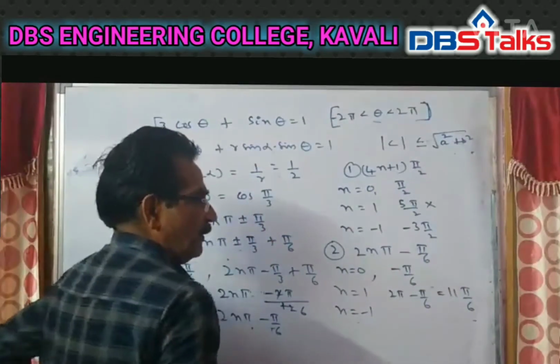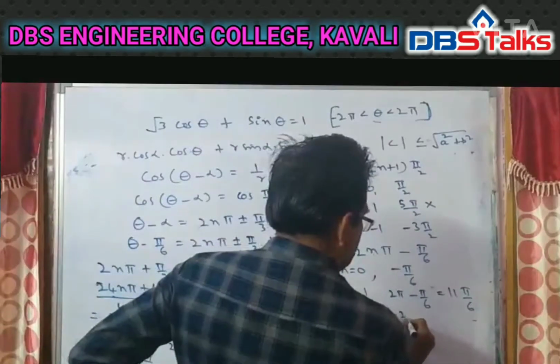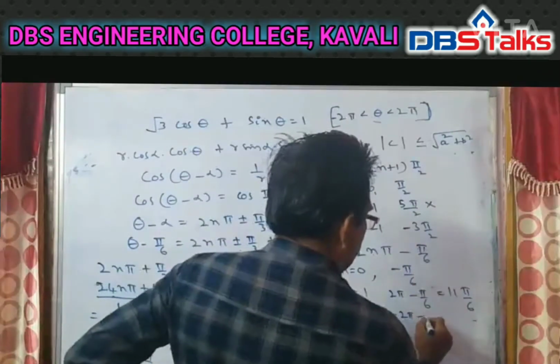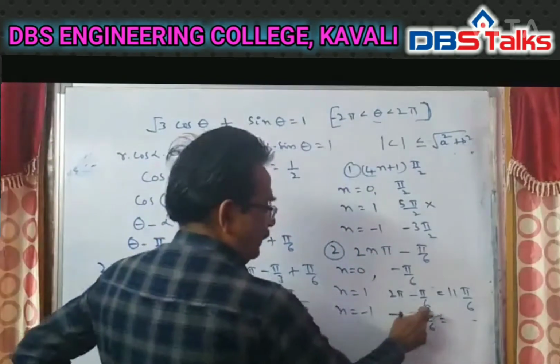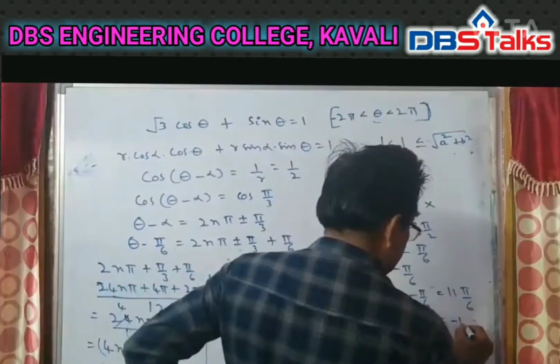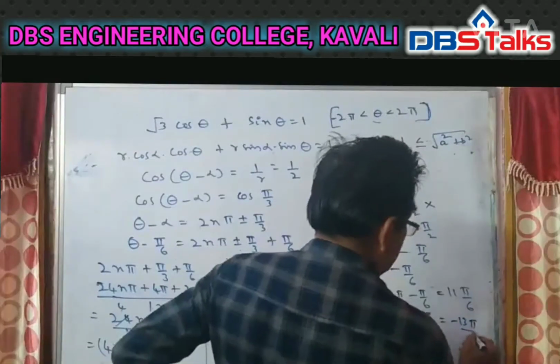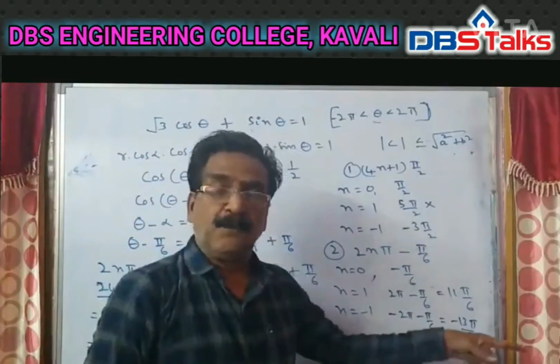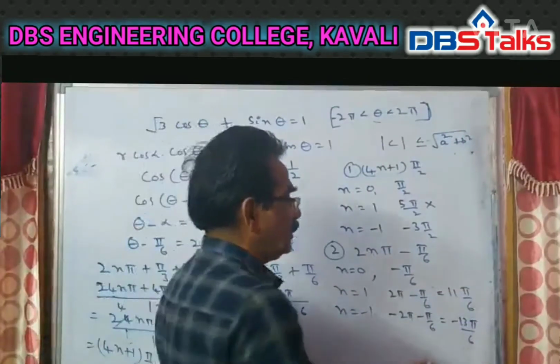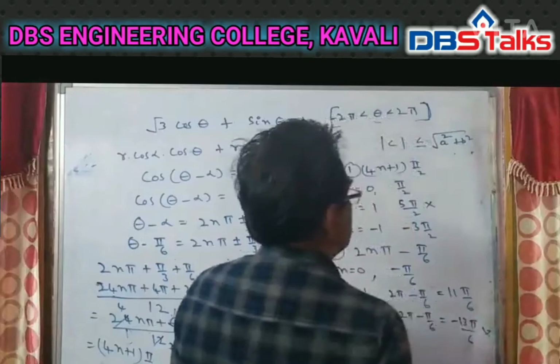Put n is equal to minus 1. Minus 2 pi minus pi by 6 is equal to minus 12 pi minus pi, minus 13 pi by 6. Minus 13 pi by 6 is less than minus 2 pi. So we don't take this also.